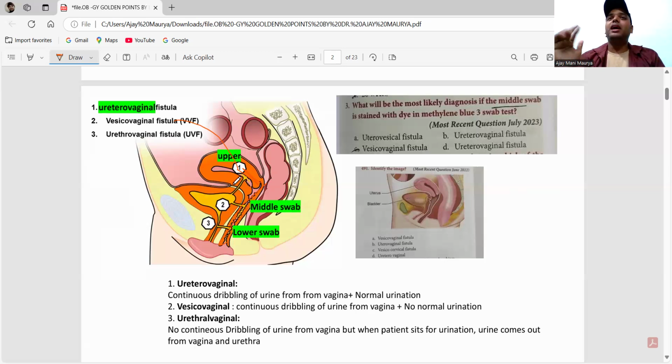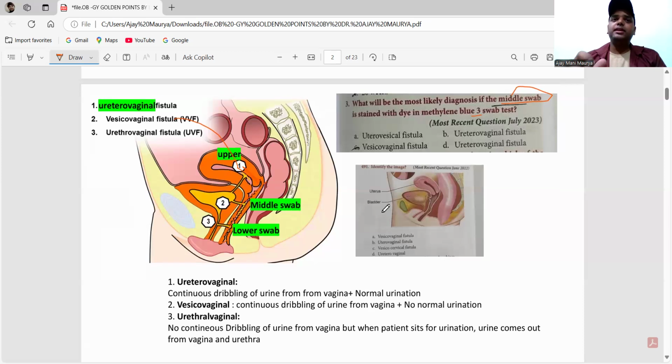In the examination, guys, they are going to mention the example in the middle swab. Which fistula is the middle swab? This is the vesicovaginal. The answer is vesicovaginal. If they say they are going to stain with methylene blue dye in the first one, it is a ureterovaginal. That's why you have to mark the answers. Okay, now these are the questions.